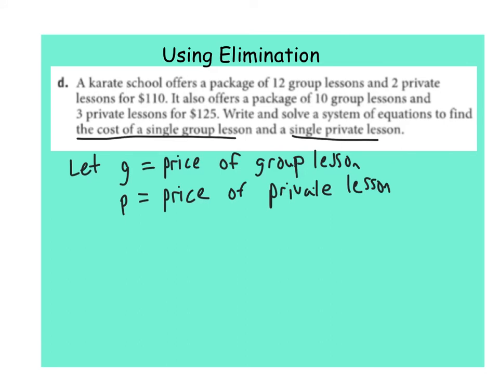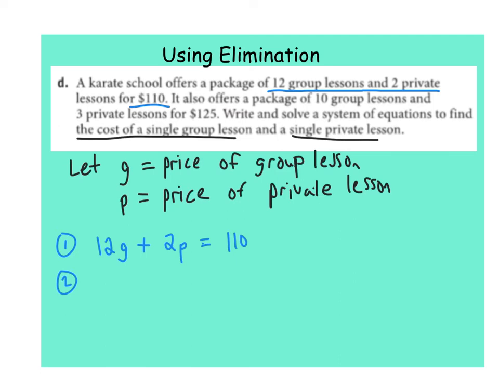Okay, and let's write our two equations. So one from the first sentence, right? We know that 12 group lessons and 2 private lessons need to add up to $110. So our first equation could be 12 times the price of a group lesson, G, plus 2 times P, the price per private lesson. That total needed to be $110.